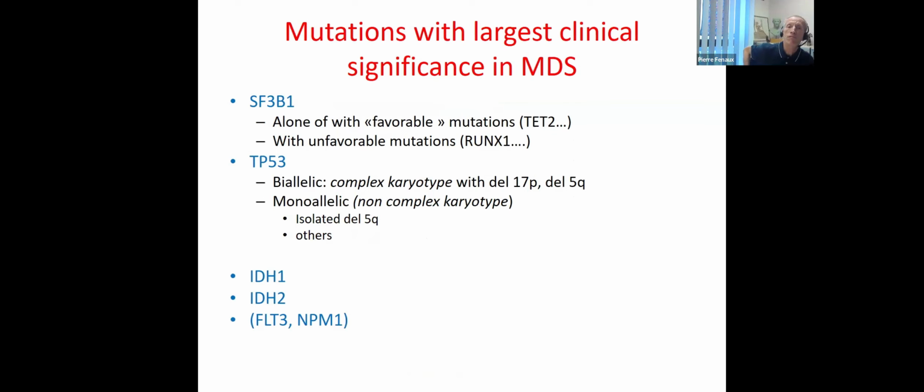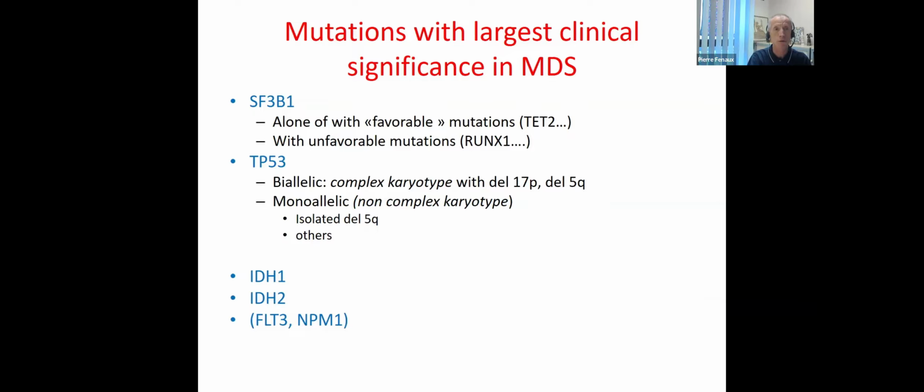By contrast, TP53, especially when it involves both alleles, which is called biallelic, is associated with very poor prognosis, but is generally not seen in lower risk MDS. Now, IDH1 and IDH2 mutations are important because they can be targeted. FLT3 mutation, as I said, is rare in MDS, is more AML, but it can also be targeted. So those are the important ones from a prognostic viewpoint or therapeutic viewpoint because of the possibility of having targeted treatment.